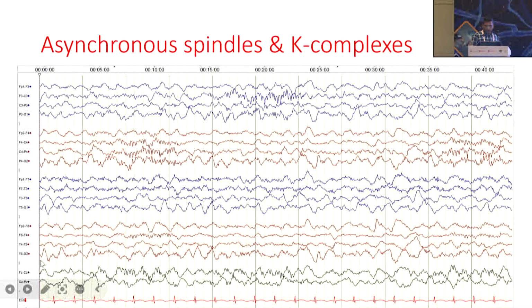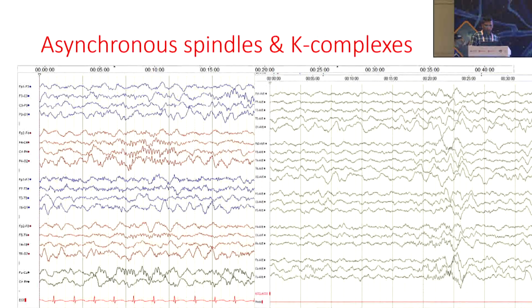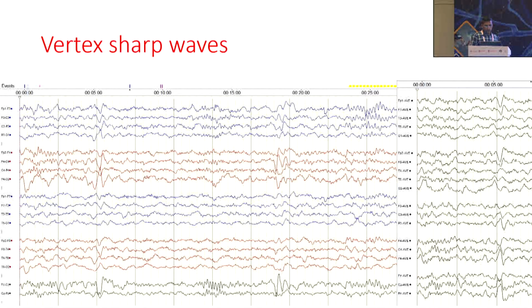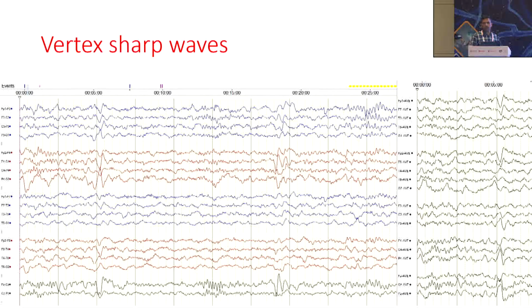Then asynchronous spindles and K complexes are other findings which can be seen in a 12-month-old. So here a K complex, but not very classical, with a broader distribution preceding sleep spindles, and a more triphasic morphology that will help you identify a K complex. So vertex waves at 1 year are more or less the same as what you see in an adult or older child.